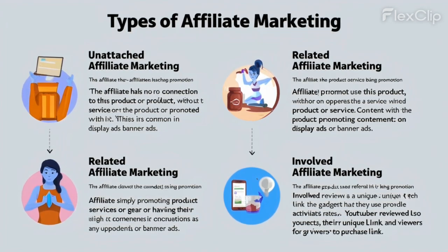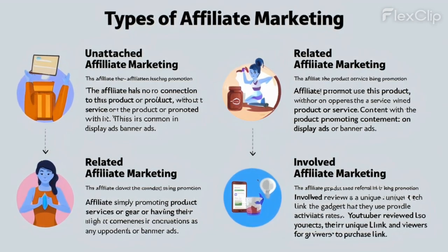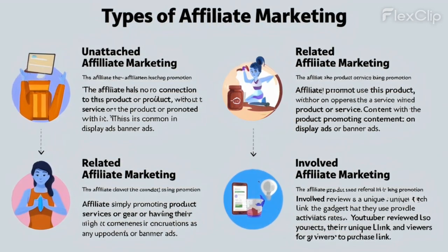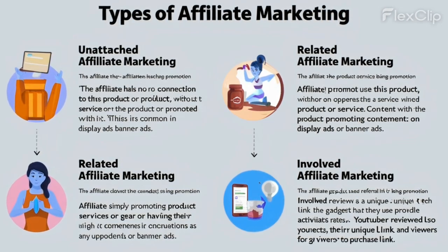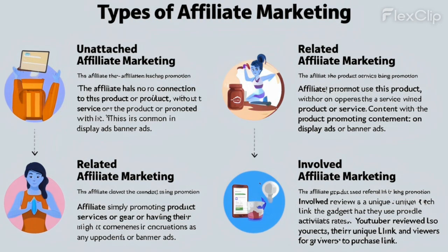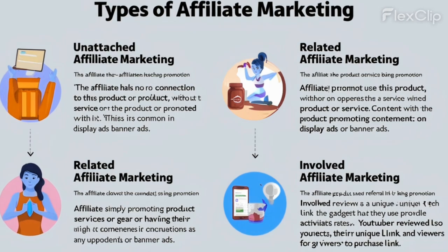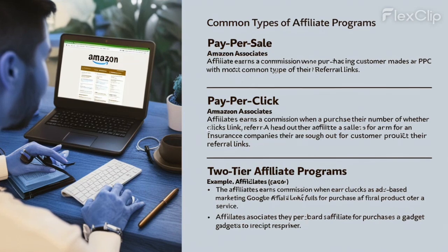Involved affiliate marketing. Description: the affiliate actively uses and endorses the product or service, which often leads to stronger trust and higher conversion rates. Example: a YouTuber reviewing tech gadgets and providing their unique referral link for viewers to purchase those gadgets. Common types of affiliate programs.